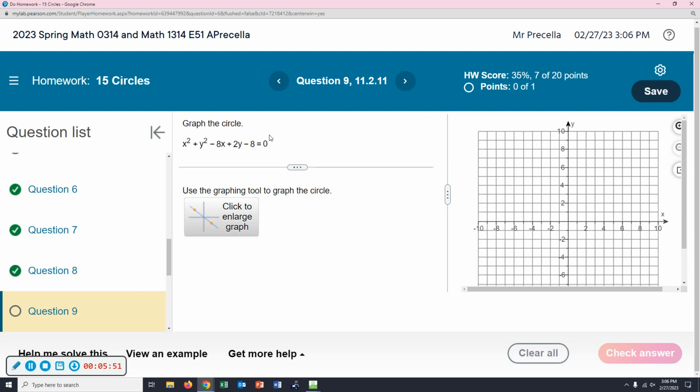Hey, Tim. Okay, I learned something new today. You did? If you don't like these numbers and you want to change them, if you click help me solve it, boom, it changes the numbers automatically. Oh, that's great. Yeah, I learned that.